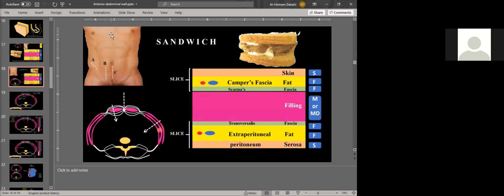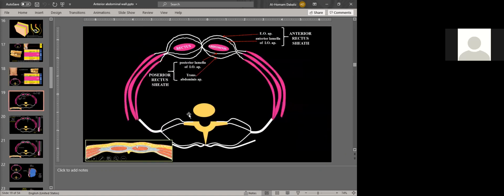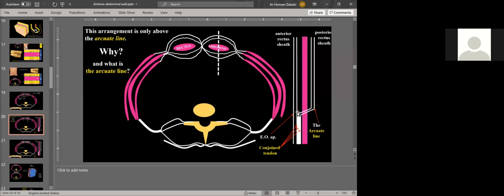Above the umbilicus, you will have skin and superficial fascia. It's not Camper's and Scarpa's, it's just called superficial fascia. The arcuate line area again is right here. Do you see this? We mentioned where the rectus abdominis goes through the posterior sheath. This right here is what we call the arcuate line.